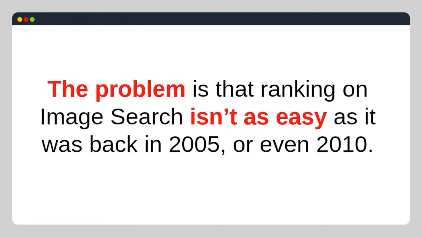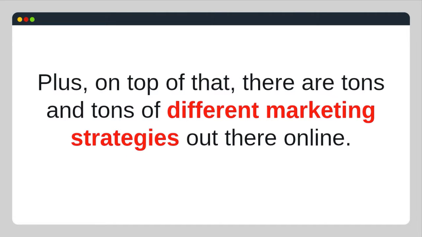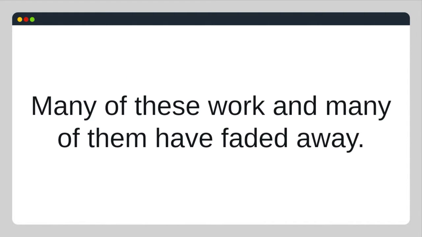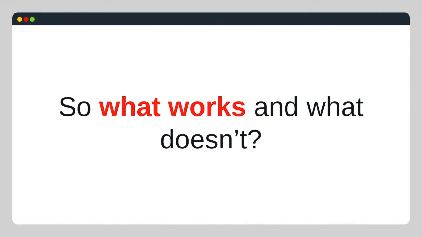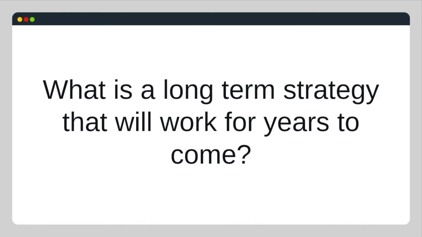You see, the problem is that ranking on image search isn't as easy as it was back in 2005 or even 2010. Plus, on top of that, there are tons and tons of different marketing strategies out there that you can get lost in. Now, many of these work and many of these have faded away. So what works and what doesn't? What is the long-term strategy that will work for years to come?